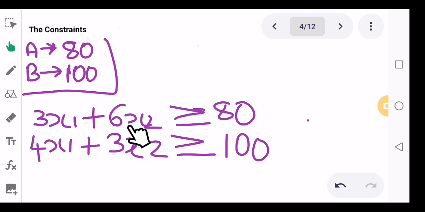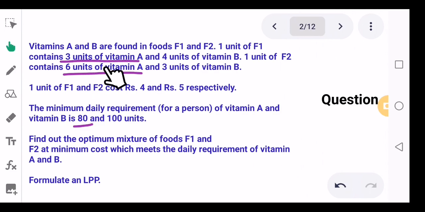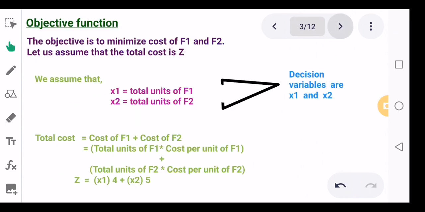3x1 plus 6x2 greater than or equal to 80. That is, 3x1 plus 6x2 is the total vitamin A intake, and this total vitamin A intake has to be greater than or equal to 80. That is what this is saying. 3 is the units of vitamin A in F1, multiplied by the total units of F1.